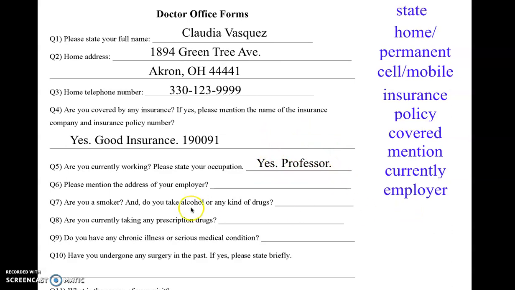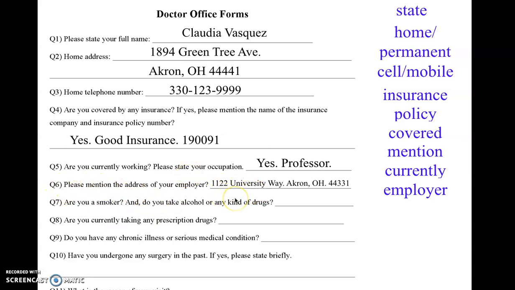Question 6. Please mention the address of your employer. Your employer is the company, usually, or the person that you work for. You are the employee. They are the employer. So Claudia, right? Notice it doesn't say the name of the employer. That'll probably be something on one of the forms as well. They want you to mention the address.